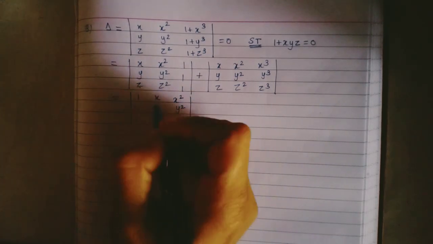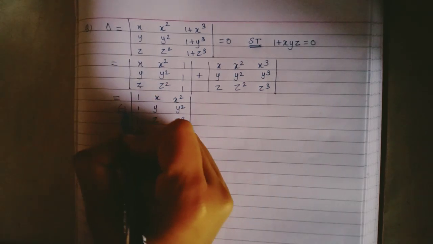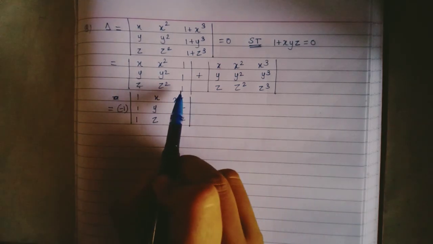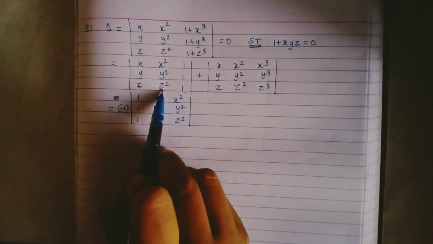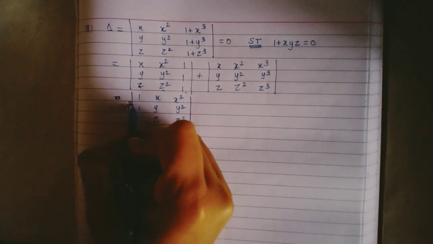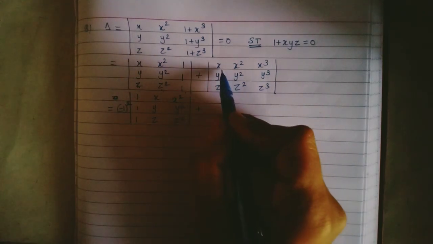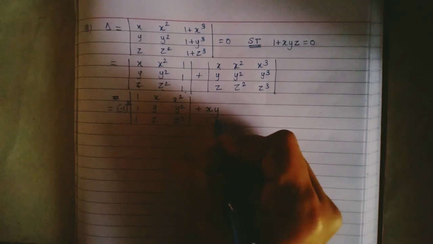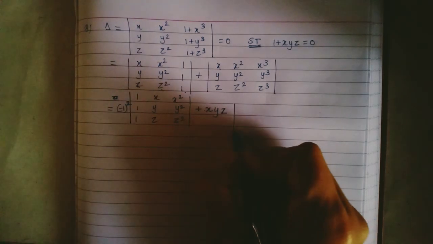Okay, so if you interchange any row or column, you have to take out a minus sign outside. Now I am interchanging 2 times, that is I am interchanging this with this and then this with this, right? So this will be square. Okay, plus I am taking out x from the first row, y from the second row and z from the third row.